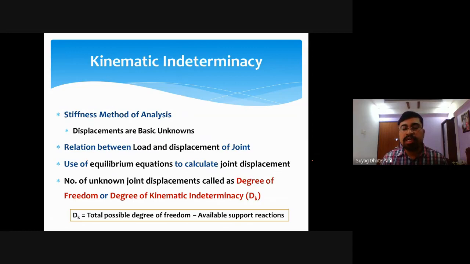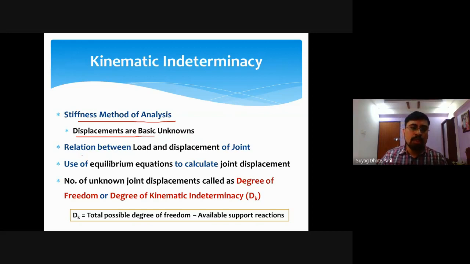We are calculating the degree of indeterminacy at rest. But kinematic indeterminacy means we are taking the movement of a particular joint or body in the picture. In static indeterminacy, forces were the basic unknowns, and here in the stiffness method, displacements are the basic unknowns. We first calculate displacement, relate it to the force, and by using that displacement-force relationship, we can calculate the indeterminacy.